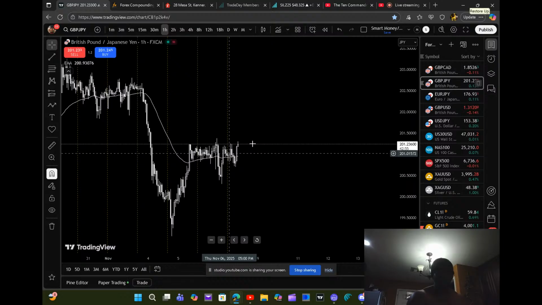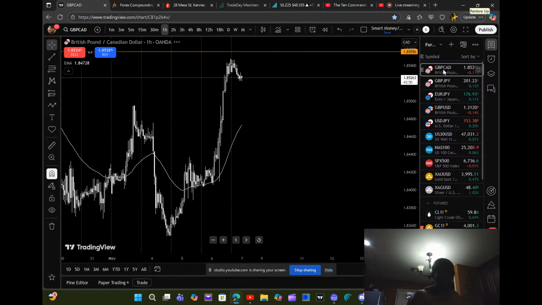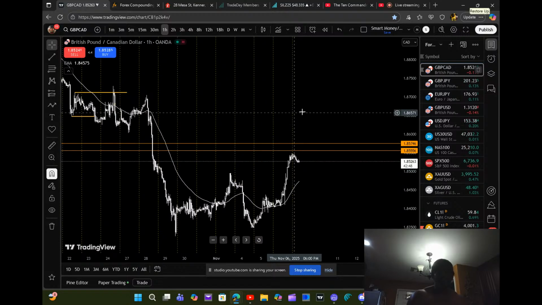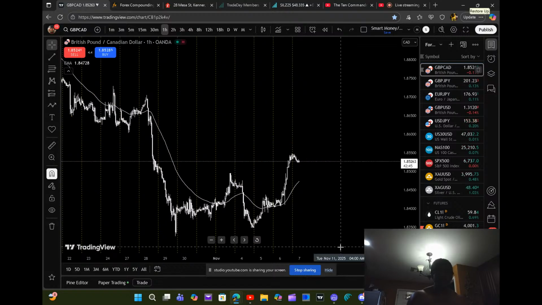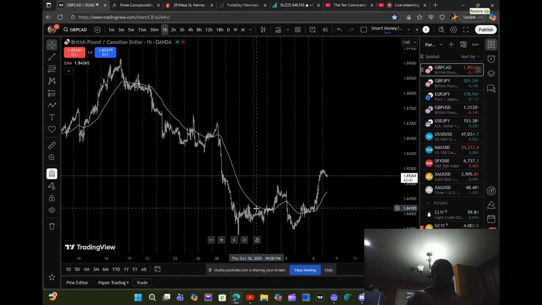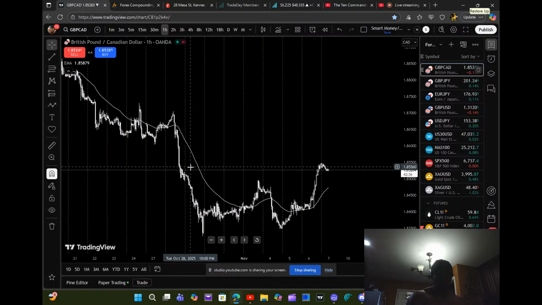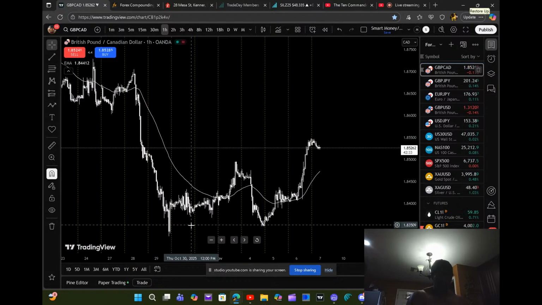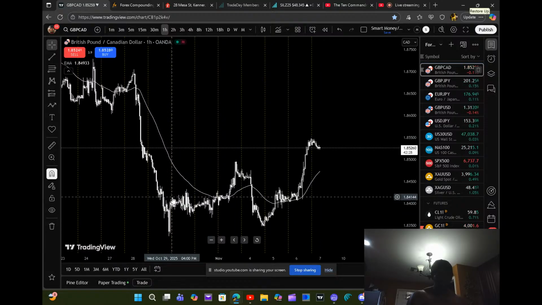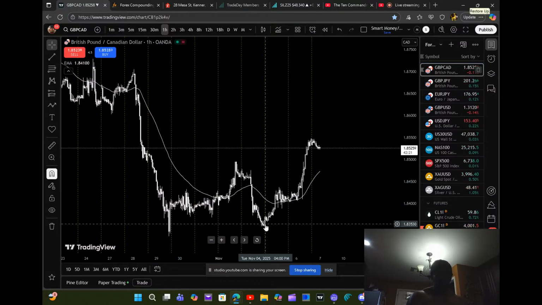GBP JPY. Look at that. Still chop chop. GBP CAD on the 1 hour. Let's erase. What are we getting? See, we were bearish. All right, look what happened. We had a little high right there, got broken, came down. We had this high, indication, came all the way down, correction, continuation, boom.